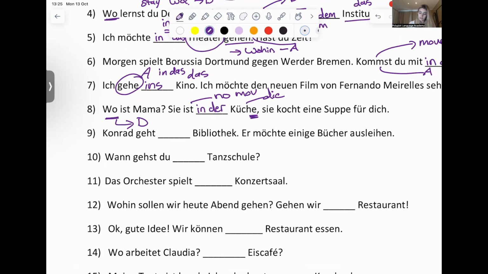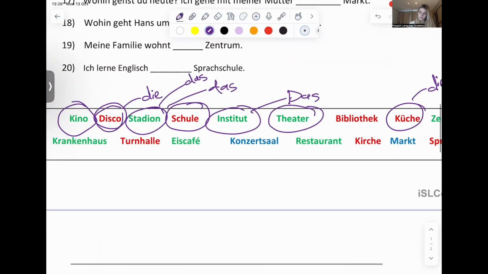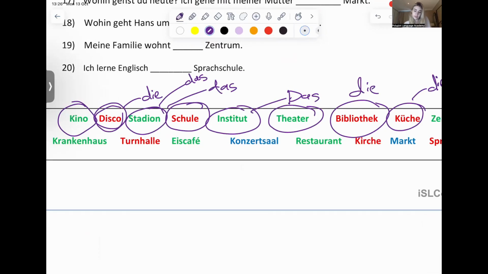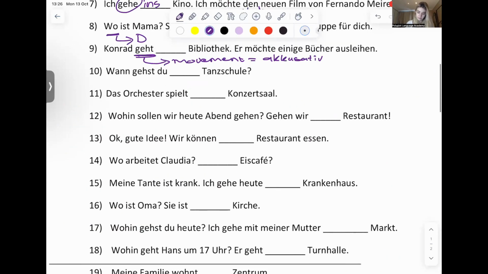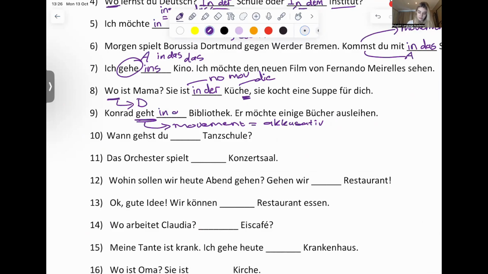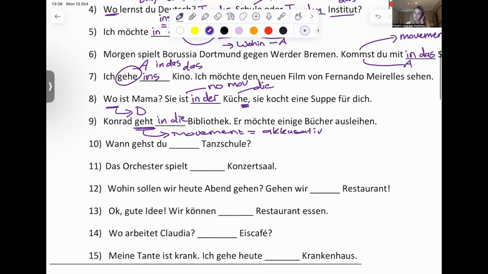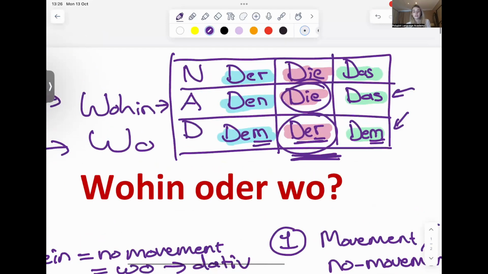Konrad geht Bibliothek. Er möchte einige Bücher ausleihen. Okay, also geht, shows us this movement. Gehen. So it's Akkusativ. Bibliothek, ist es der, die oder das? Es ist die. Die Bibliothek. Konrad geht in die Bibliothek. But how I got to that, sorry, I jumped a bit. Die does not change in accusative, so it just stays die.